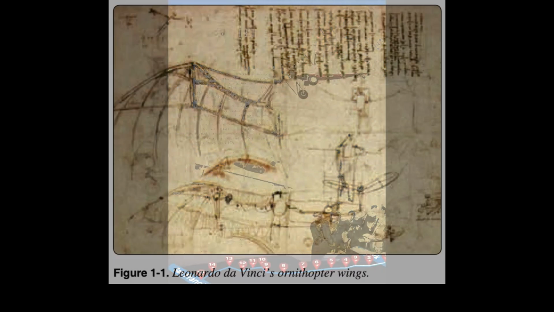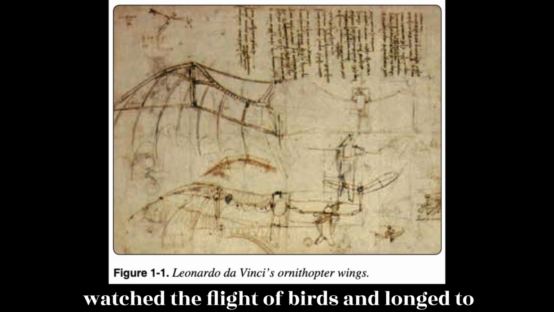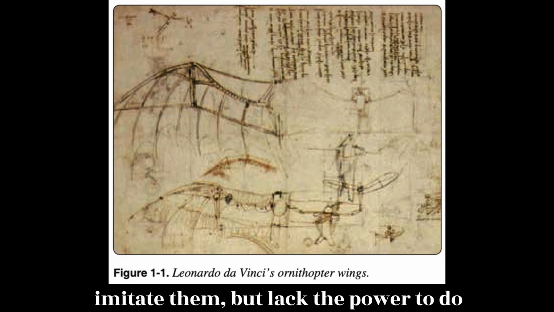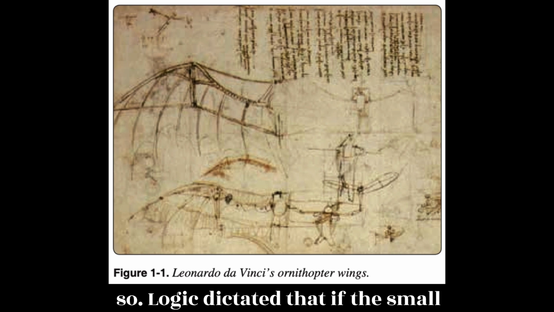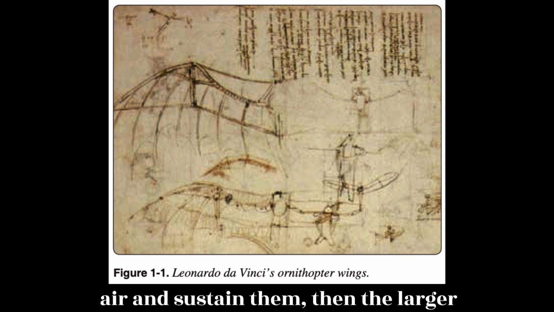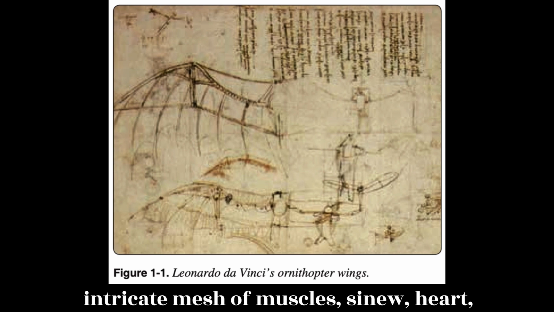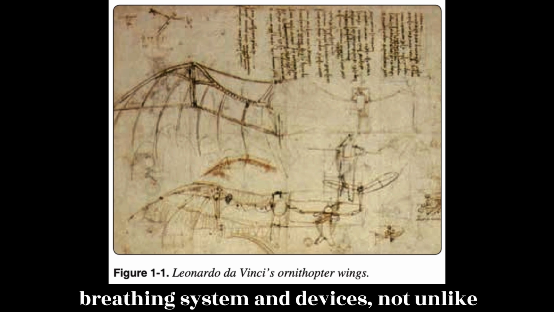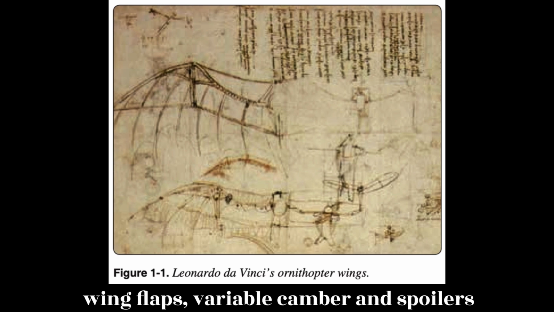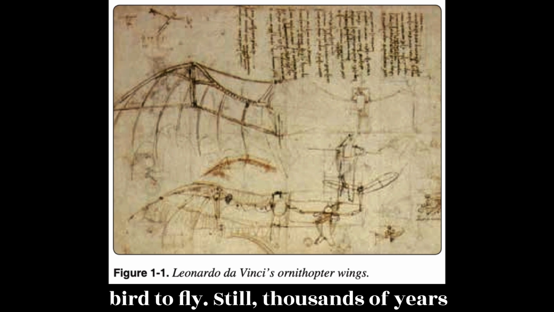History of flight. From prehistoric times, humans have watched the flight of birds, and longed to imitate them, but lacked the power to do so. Logic dictated that if the small muscles of birds can lift them into the air and sustain them, then the larger muscles of humans should be able to duplicate the feat. No one knew about the intricate mesh of muscles, sinew, heart, breathing system, and devices not unlike wing flaps, variable camber and spoilers of the modern airplane that enabled a bird to fly.